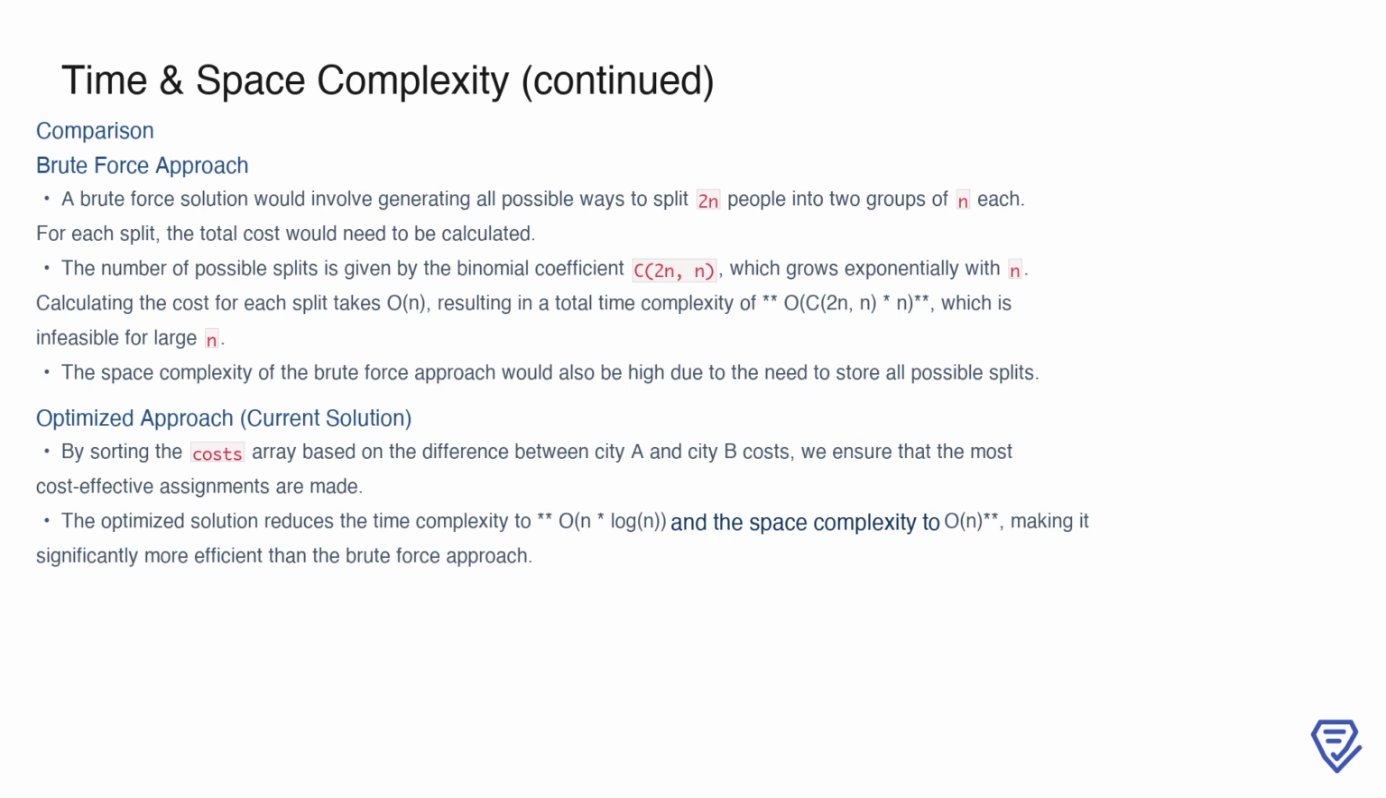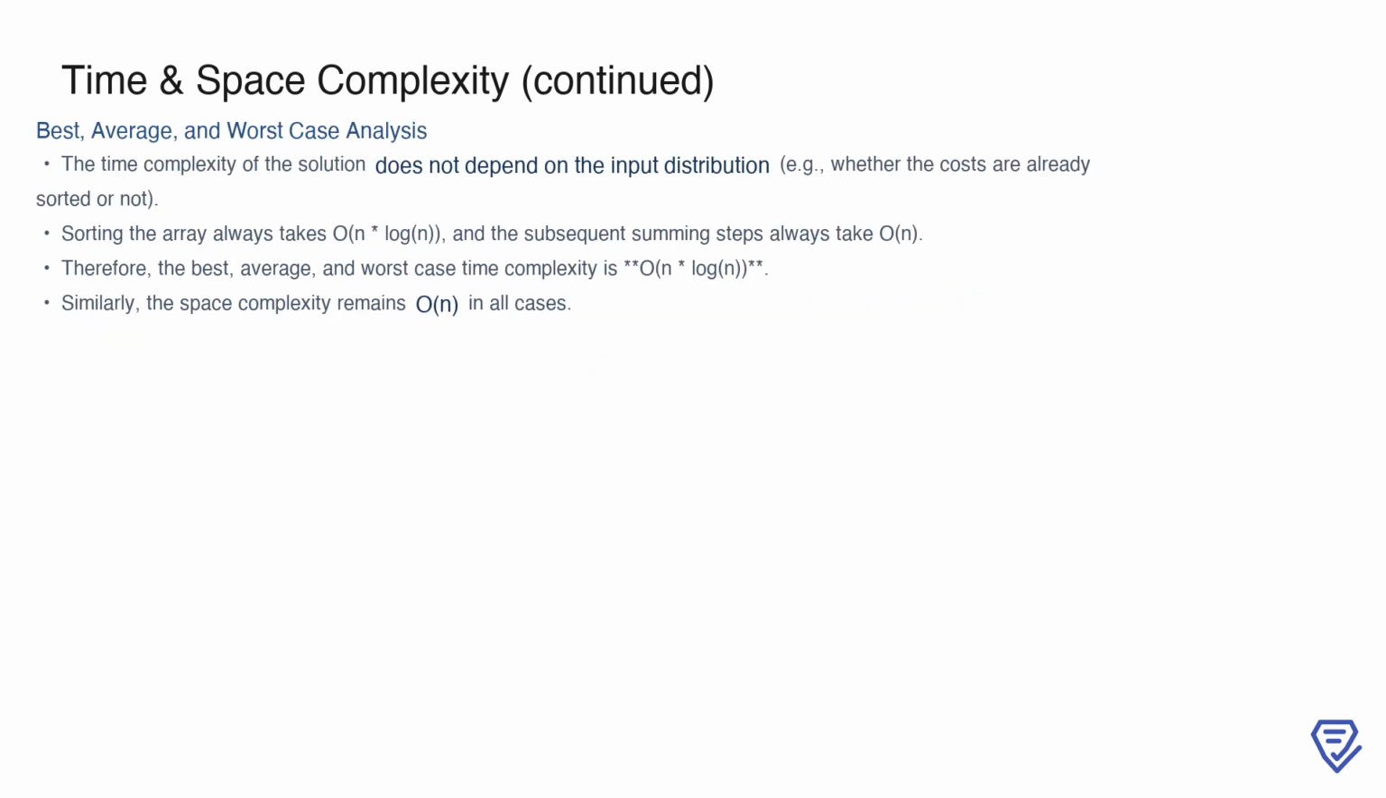On the other hand, our optimized solution avoids this inefficiency by sorting the costs array based on the difference between the costs for city A and city B. This ensures that the most cost-effective assignments are made directly. With a time complexity of O(n log n) and a space complexity of O(n), the optimized approach is significantly more practical and scalable. Finally, let's examine the best, average, and worst-case scenarios for this solution.